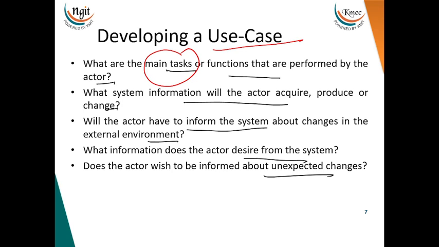What are the main tasks or functions that are performed by an actor? What system information will the actor acquire, produce or change? Will the actor inform the system about the change? What information does the actor desire from the system? These are all based on the activities.